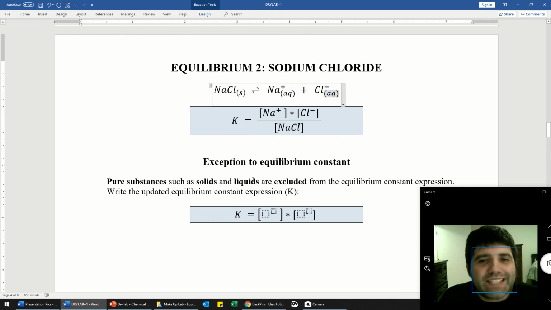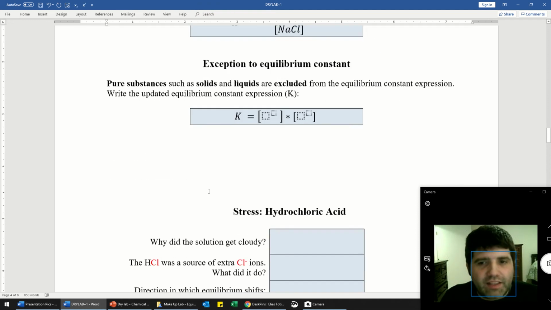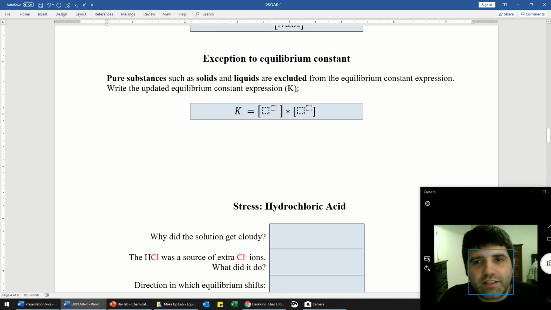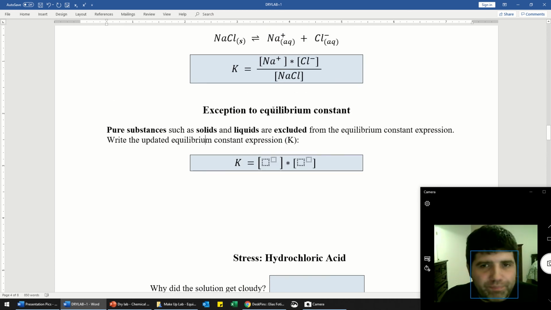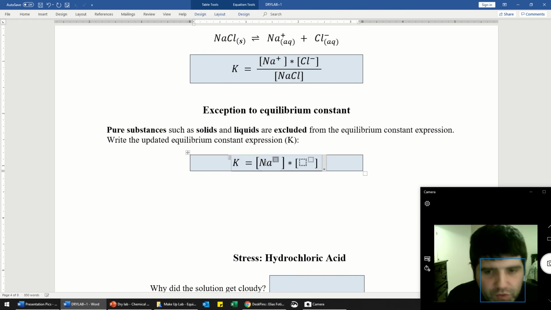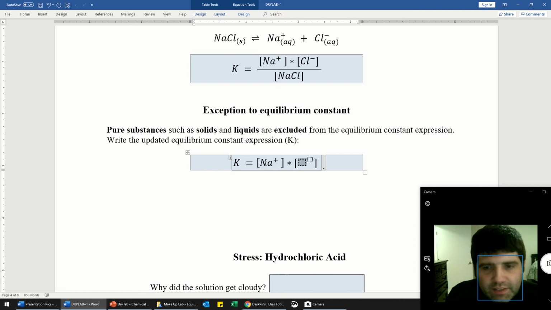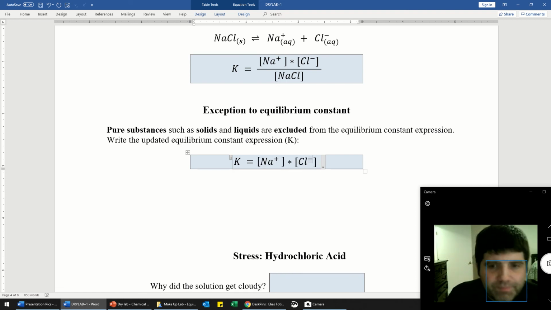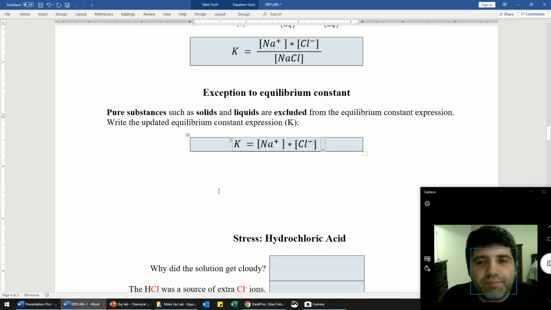So there is an exception to the equilibrium constant expression, and that is that pure substances such as solids and liquids are excluded from the equilibrium constant expression. So we're just going to update it. And really all that's going to happen is this part of the expression is just going to be left out. So all we're doing is just writing what's left over. So Na plus, Cl minus, and there we go. So that's one exception. There is another one. So one exception are solids.